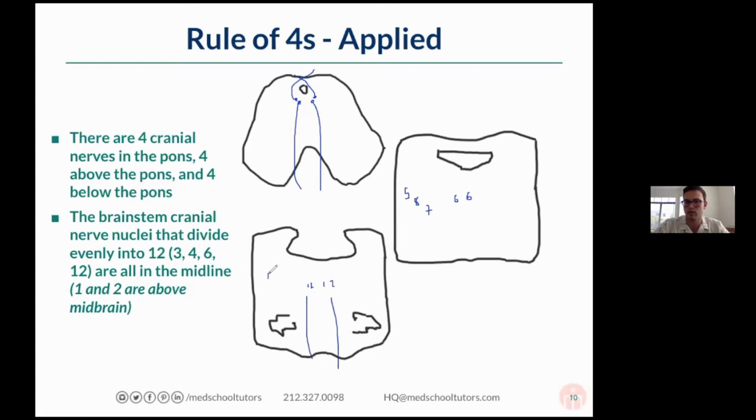And then 9 and 10 are going to be out on the side. I would say that if this is where you want to stop with brainstem anatomy for Step 1 and Step 2, I think you could limp through most things, and I would fully support that. I'm going to add in a few more things as we go that hopefully will be helpful.